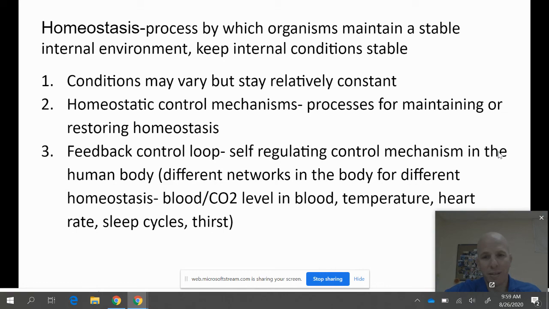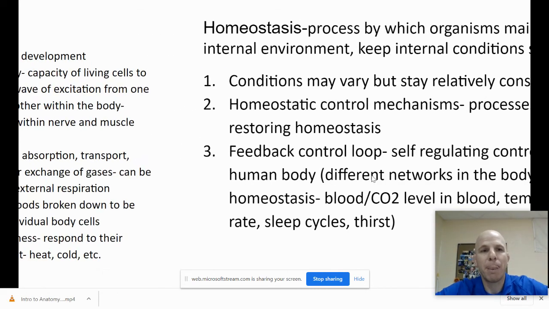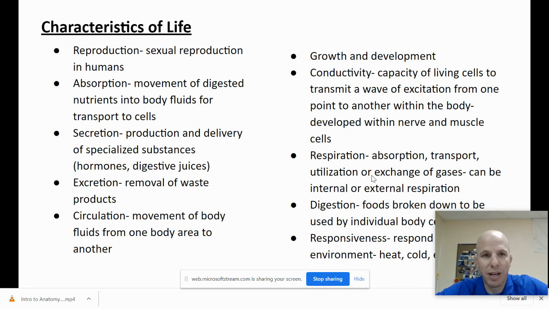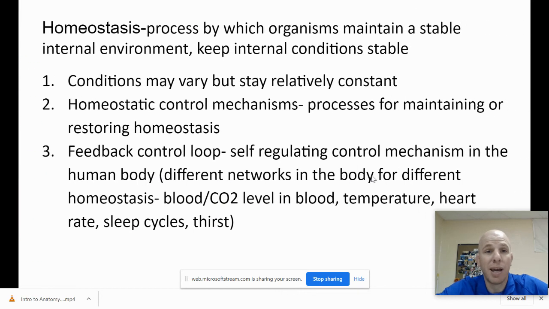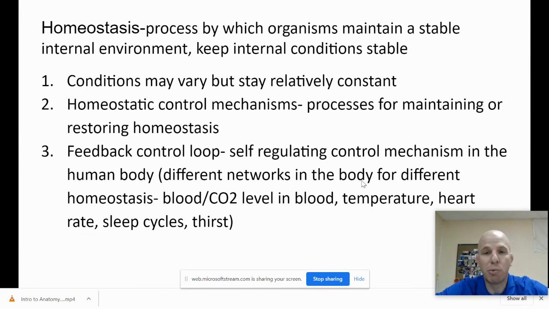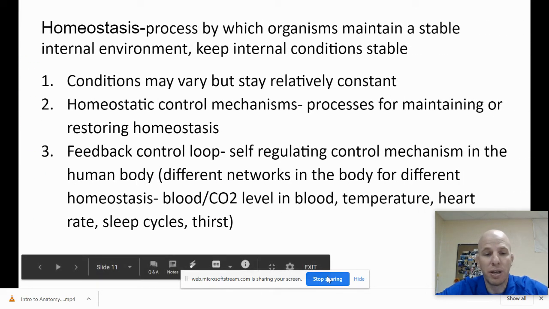So all of this that we just did, oops, I'm going the wrong way. Characteristics of life: reproduction, absorption, secretion, excretion, circulation, growth and development, conductivity, respiration, digestion, responsiveness, and homeostasis. These are extremely important characteristics of life within our body.